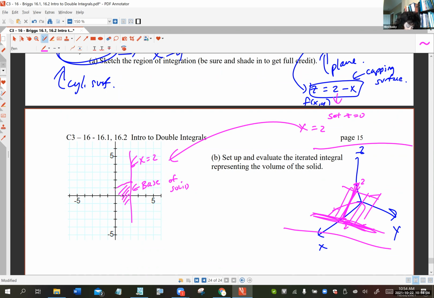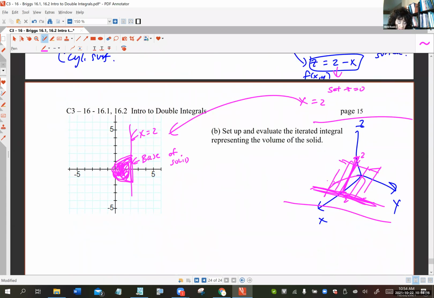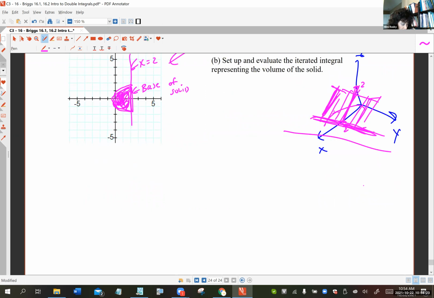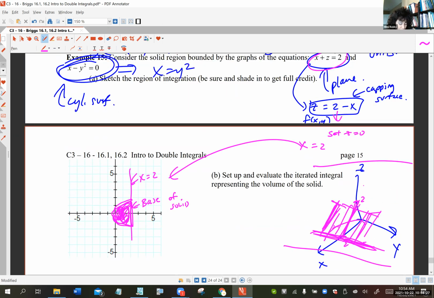It's just this right here. Okay. Now notice this base is straddling the first and the fourth quadrants. And it's definitely not going to be relegated to just the first octant. It kind of goes over a little bit. So don't assume: not all regions are in the first octant. So we sketched the region of integration. This is part A, and this is the answer for part A.